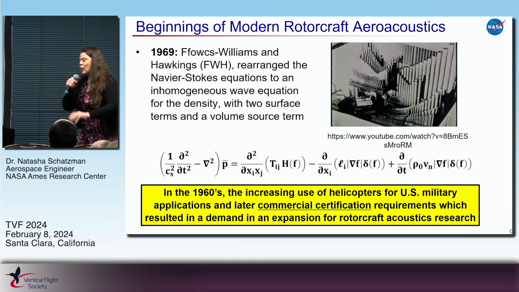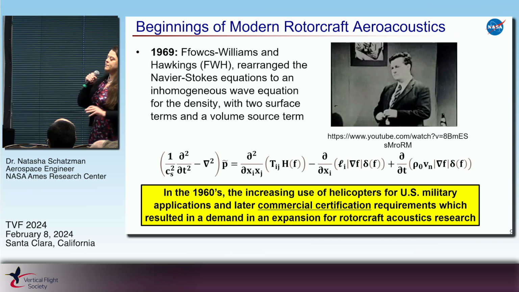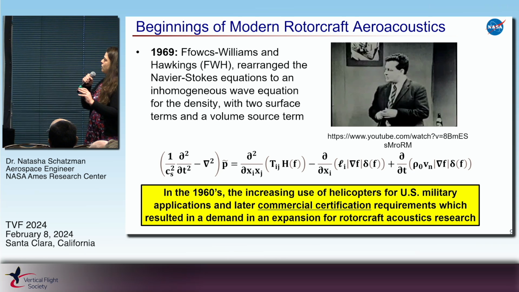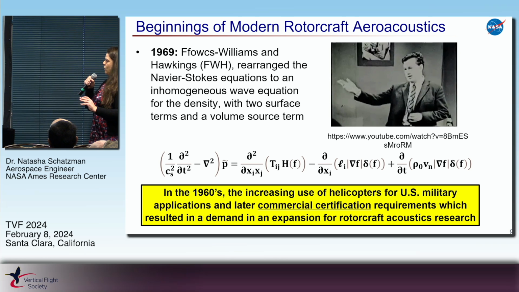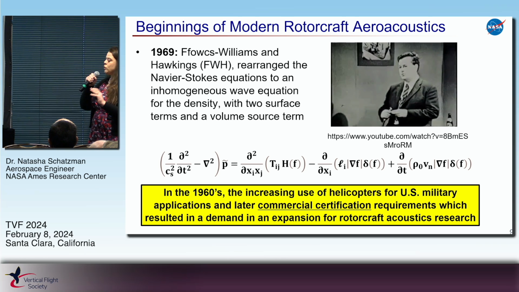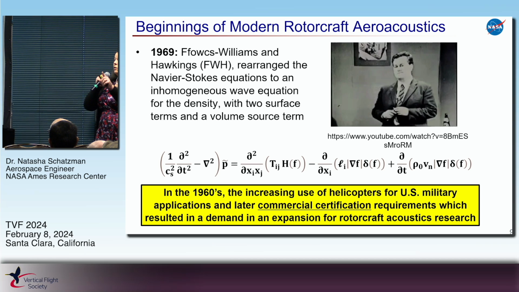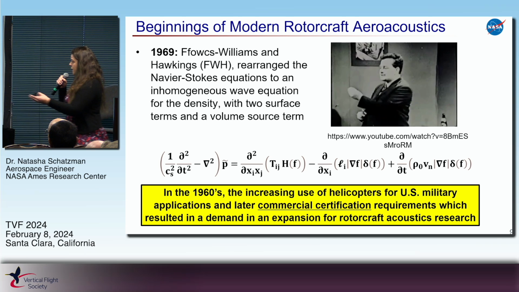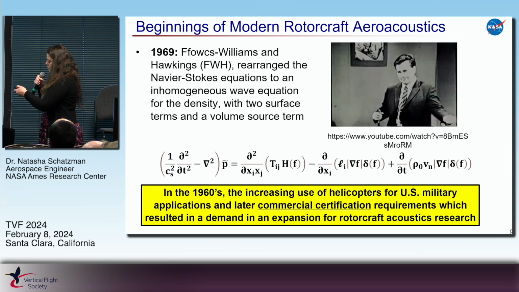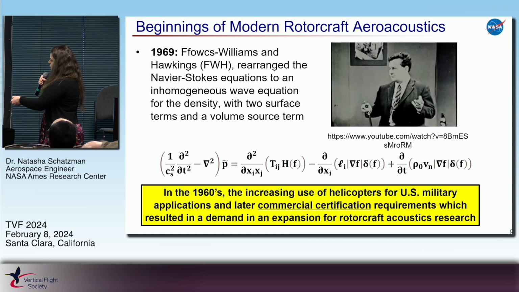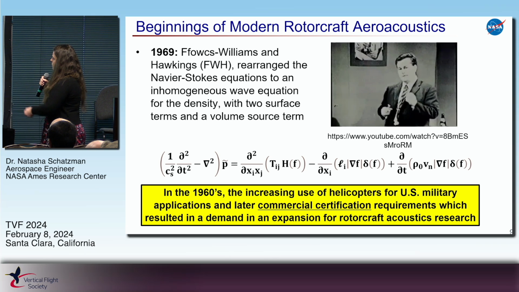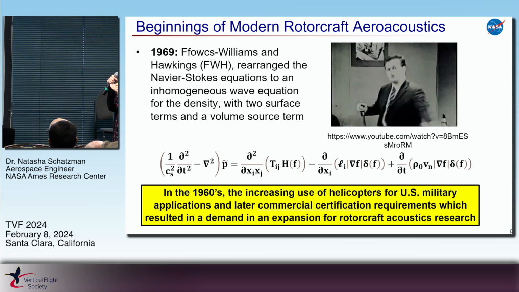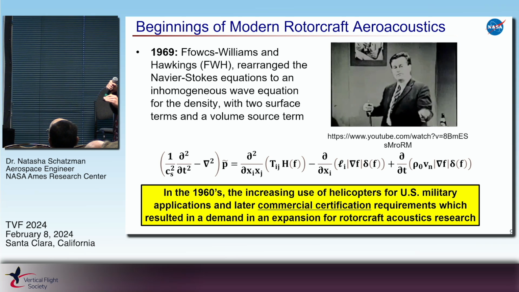Okay, so what Ffowcs Williams and his student Hawkins did was they rearranged the Navier-Stokes equation to an inhomogeneous wave equation for density with two surface terms. Remember, Lighthill did not do surface terms. And a volume source term. Now here is that beautiful equation right there, and if you look closely, oh, Lighthill comes in there a little bit, right?